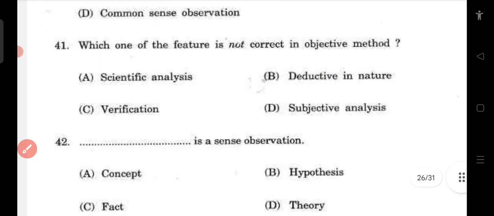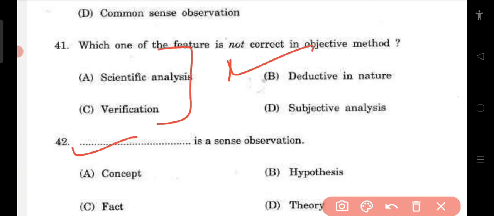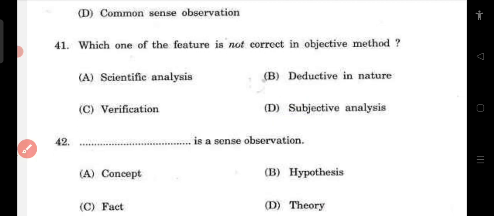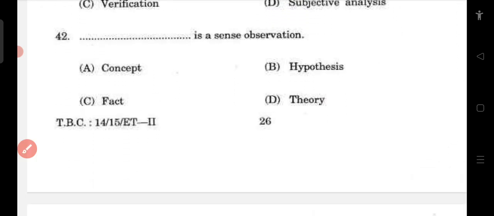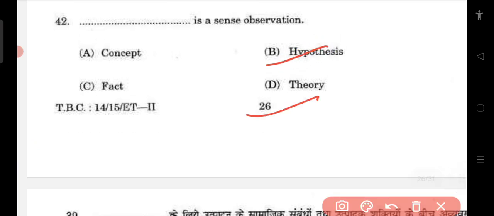So question number 41 is asking, which one of the following is not correct in objective method? Scientific analysis, deduction in nature, verification, subjective analysis. As a very simple question, the answer should be subjective analysis. Subjective analysis is done in qualitative research method. Question number 42 is asking, dash is a sense observation: concept, hypothesis, fact, theory. So here hypothesis would be sense observation.